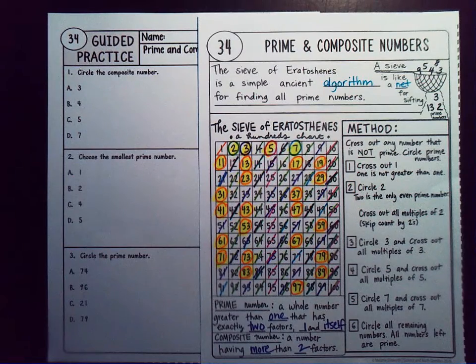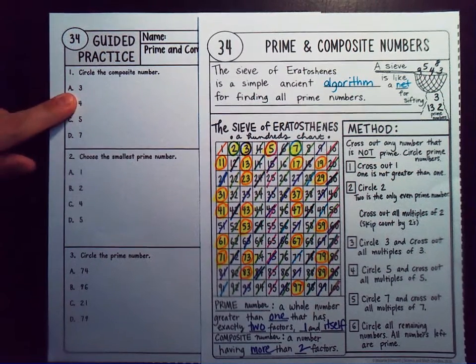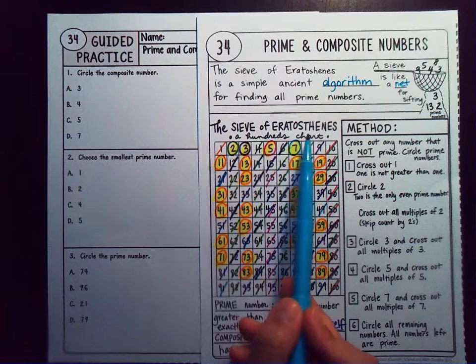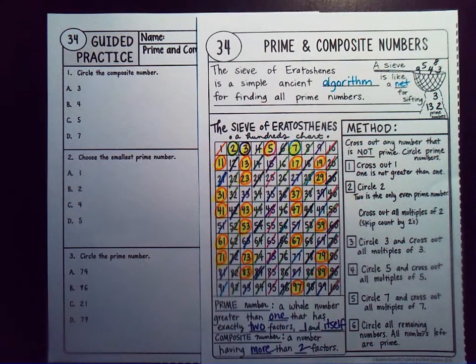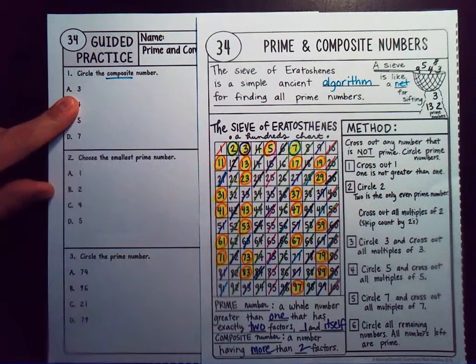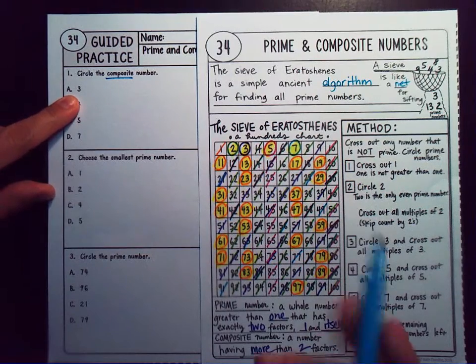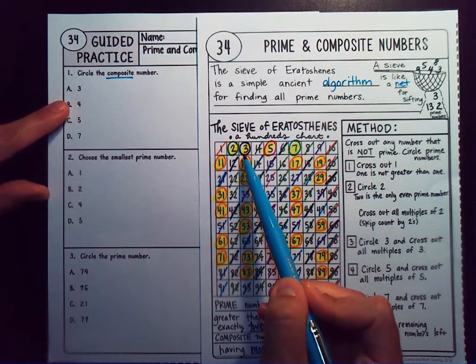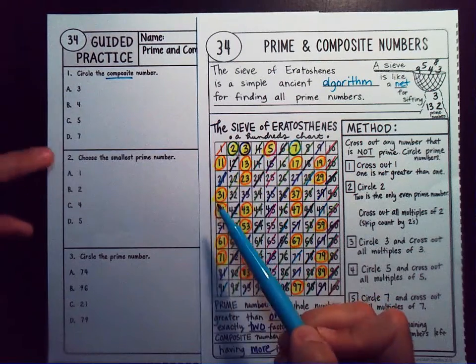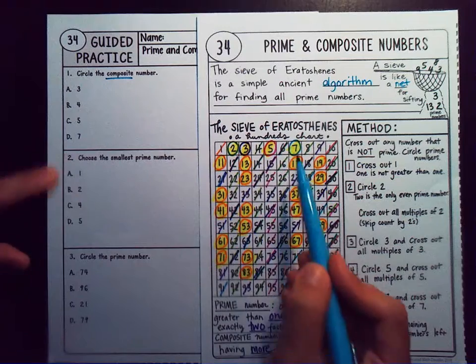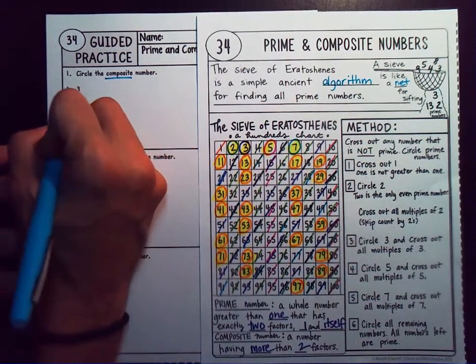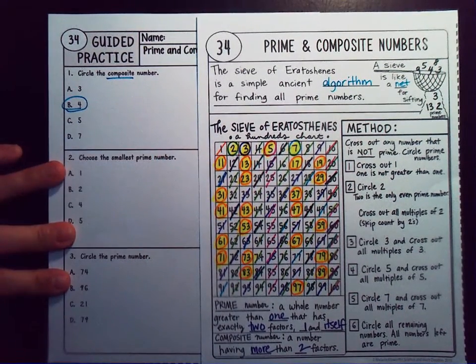Now, looking at my choices, I have 3. Using the Sieve of Eratosthenes, I have already found all of my prime and composite numbers. So I know I'm looking for composite. Composite means that it's a number that has more than 2 factors. So using my sieve, 3 is prime, 4 is composite, but let's check the others. 5 is prime, and 7 is prime. My answer for a composite number would be 4.